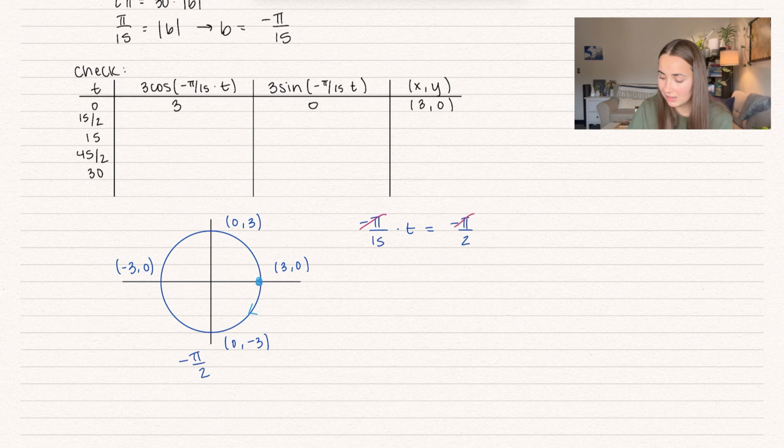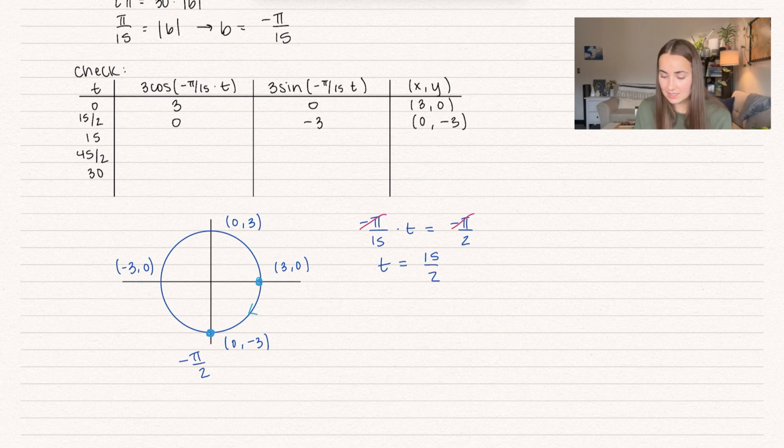If I divide both sides by negative pi, those cancel out, and then I'm just going to multiply both sides by 15, so t is equal to 15 over 2. So that's how I found that t value, and that's how I get down to negative pi over 2. So cosine of negative pi over 2 is going to be equal to 0, right? Sine of negative pi over 2, that's when it goes in the negative direction, so it's going to be negative 3. So here we go down to the point (0, -3), which is exactly what we wanted. We wanted it to go in that negative orientation.